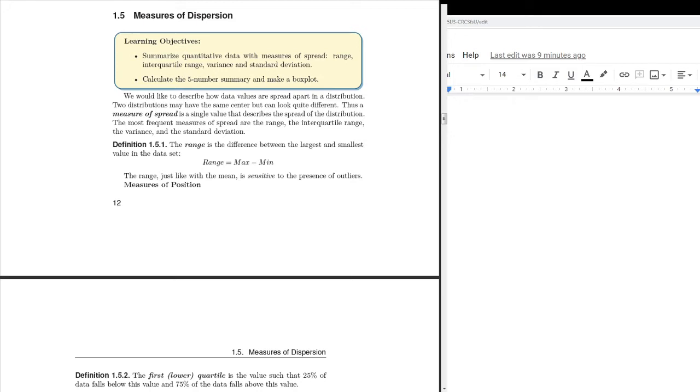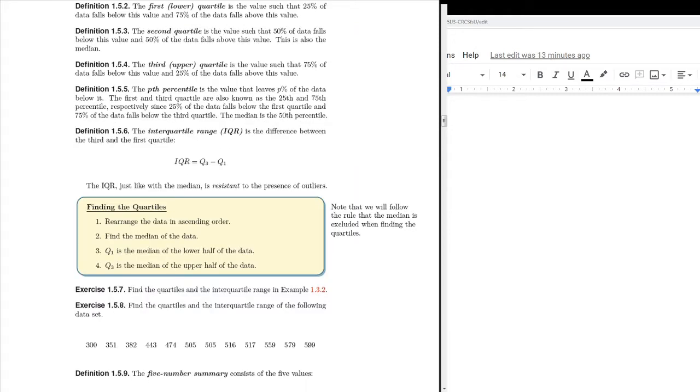But first we need to define measures of position, which are called the quartiles, or more generally, they are called the percentiles. The idea behind quartiles is that we want to divide the data into quarters. So the first or lower quartile is the value such that 25% of data will fall below this value, and the remaining 75% of data will fall above this value.